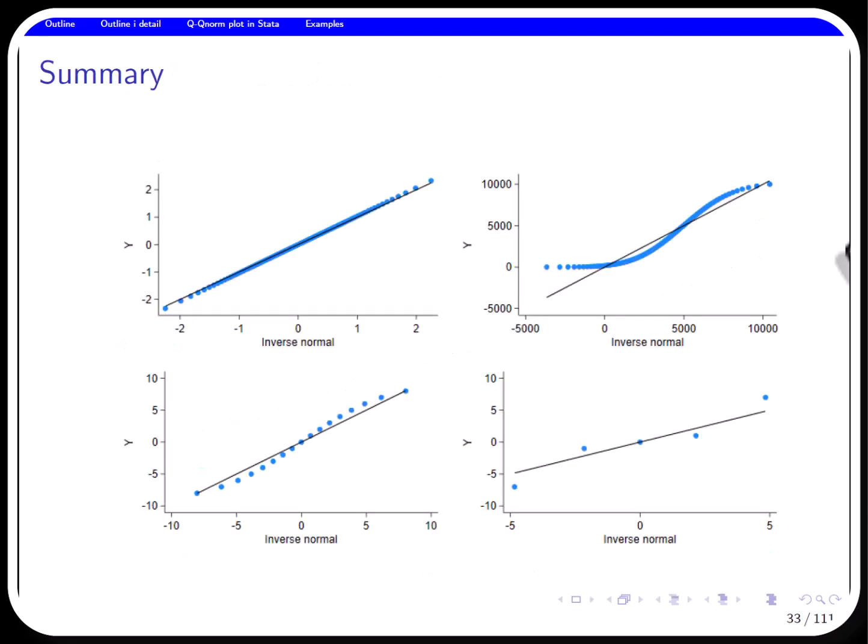Summary. If points are all on the reference line, such as example 1, then sample data is perfectly normally distributed. If points roughly fall along the reference line, such as example 3 and 4, then sample data is assumed to be normally distributed. If points are far away from the reference line, such as example 2, then sample data is not normally distributed. This is the end of this video.